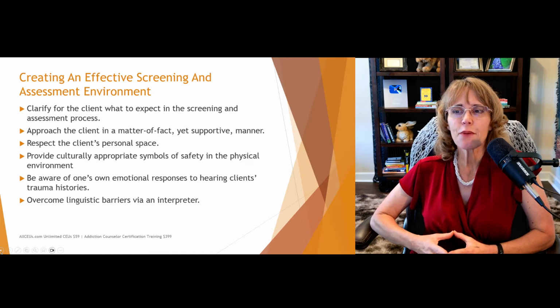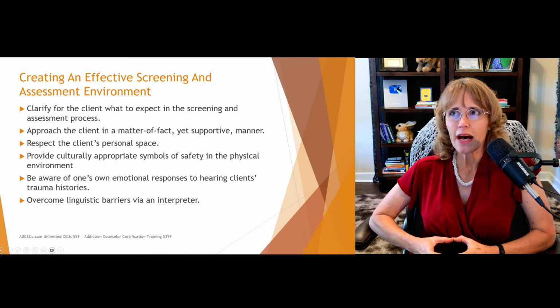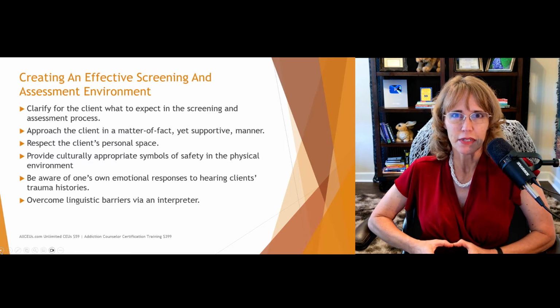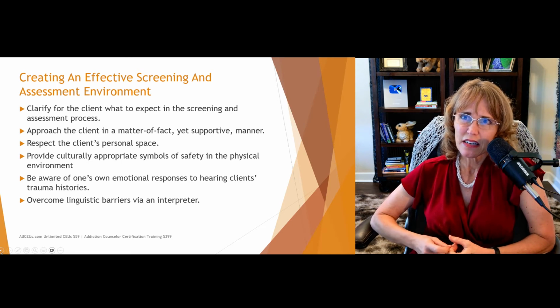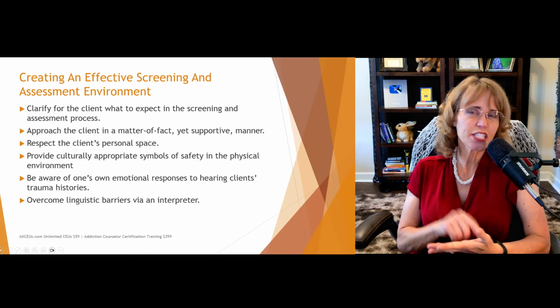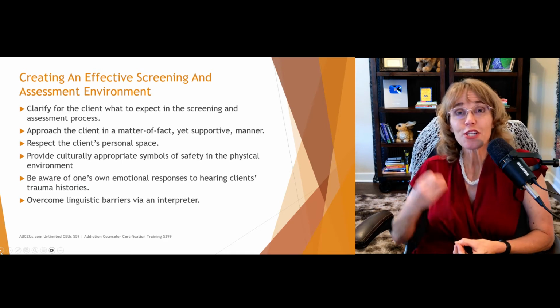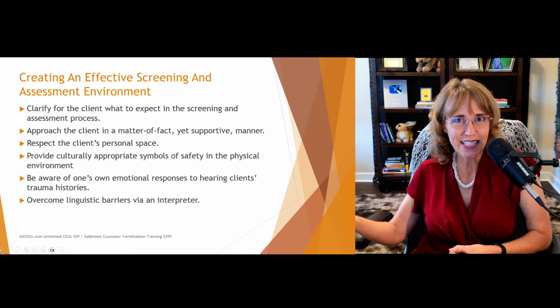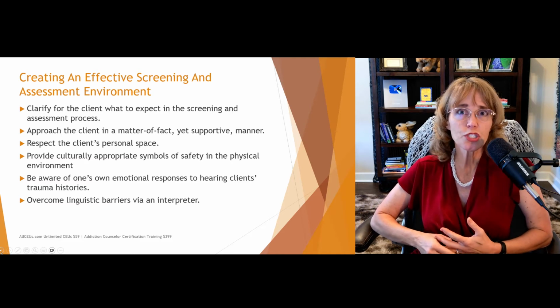Approach the client in a matter-of-fact yet supportive manner. When you're asking about substance use, for example, instead of saying, how much do you drink? Just say, all right, how many drinks do you have each week? Saying that is almost assuming the person drinks, which is much less stigmatizing than asking, do you drink?